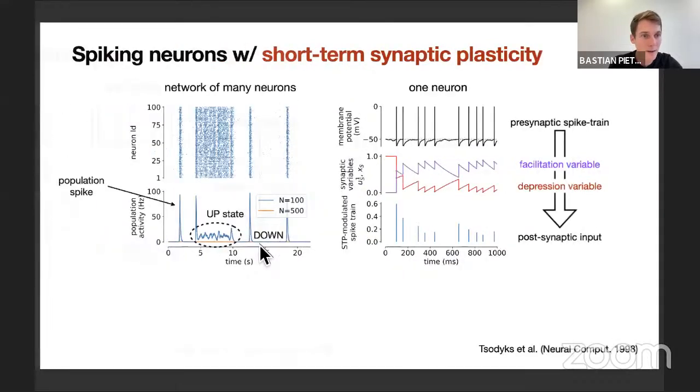And we have exactly these population spikes, and sometimes, not after every population spike, but sometimes after such a population spike, we can enter an up state. Here we have the population activity, or the mean firing rate of our population, where we have an up state, and between population spikes, we have down states. Another important factor here is if we increase the network size from 100 to 500 neurons, this orange line, then the mean population activity remains silent, and there are no transitions between these metastable states.